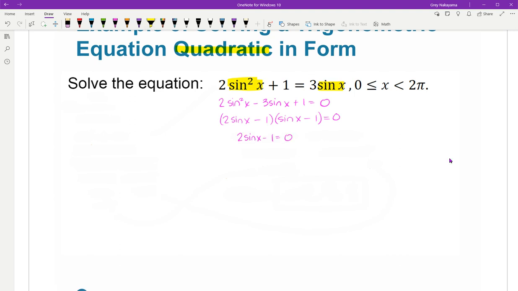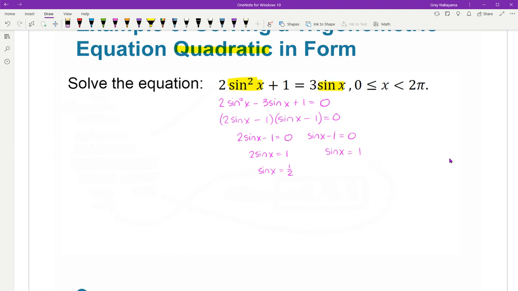So then I set each factor equal to 0. 2 sine x minus 1 equals 0. I'm going to add 1, and then divide by 2. Here on the other side, sine x minus 1 equals 0, so I'm going to add 1, and sine of x equals 1.